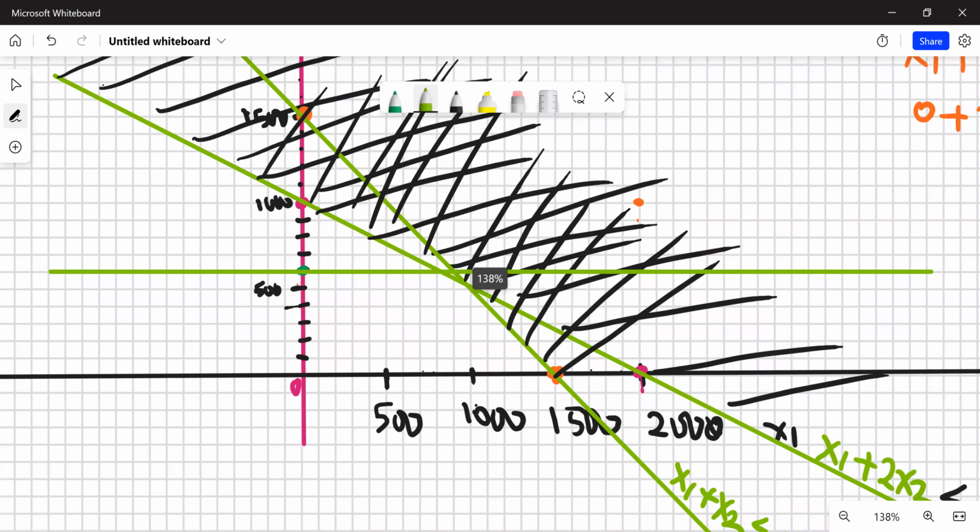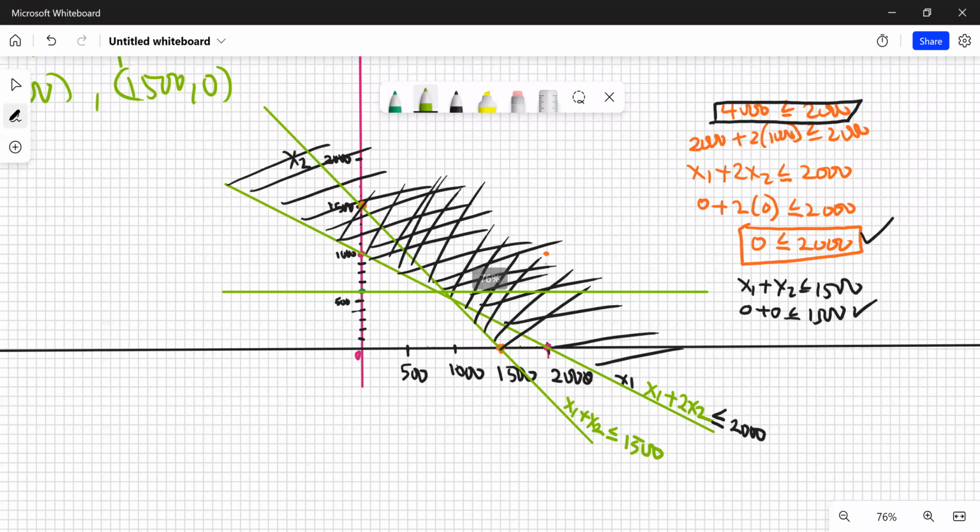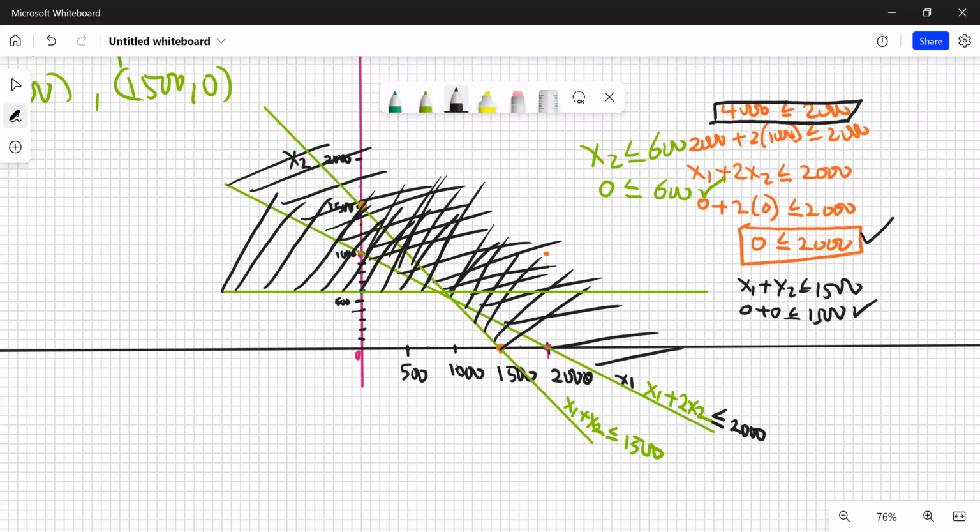But now we need to shade. So where do we shade? The inequality in question is x2 is less or equal to 600. So if I pick my favorite point, 0, 0, the value of x2 will be 0, which I'm saying is less than 600, which is true. That means to shade the upper side. That side doesn't satisfy the inequality. So we can call this x2 less or equal to 600. So those are the resource constraints.